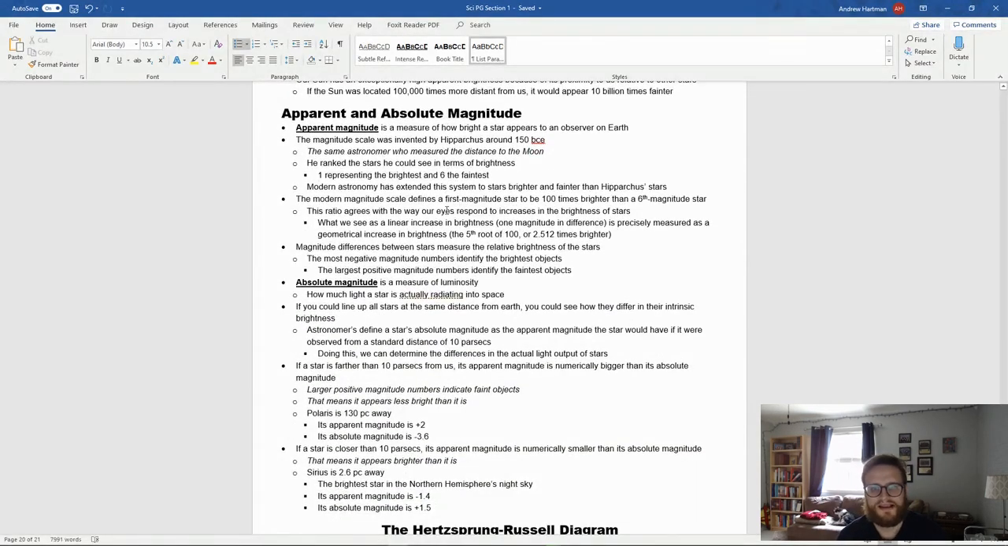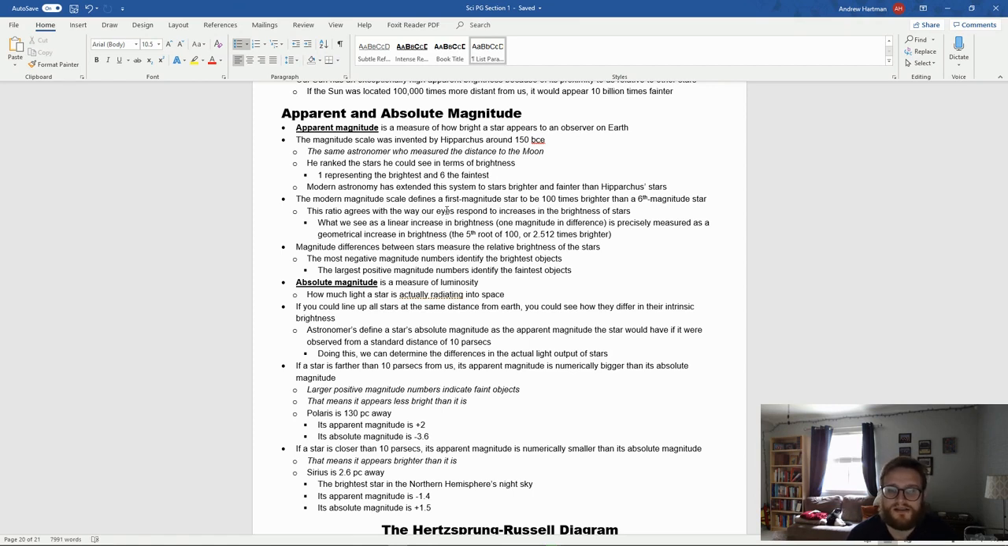Apparent and absolute magnitude. Apparent magnitude is a measure of how bright a star appears to an observer on Earth. This magnitude scale was invented by our old friend Hipparchus around 150 BCE, the same astronomer who measured the distance to the Moon. He ranked the stars just in terms of brightness, 1 the brightest, 6 the faintest. And modern astronomy has taken this system and run with it.